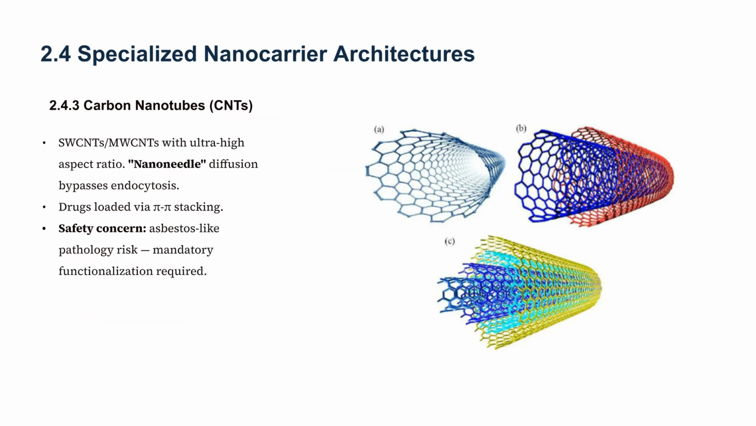Carbon nanotubes act as ultra-thin nanoneedles that can pierce directly through cell walls to deliver medication, loading drugs via complex pi-pi stacking. While highly effective at bypassing normal cellular barriers, their needle-like shape carries serious, asbestos-like safety risks, making surface modification absolutely mandatory.